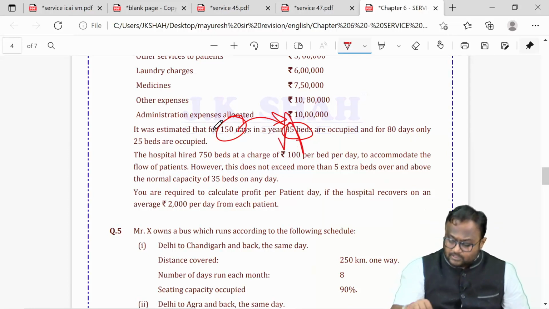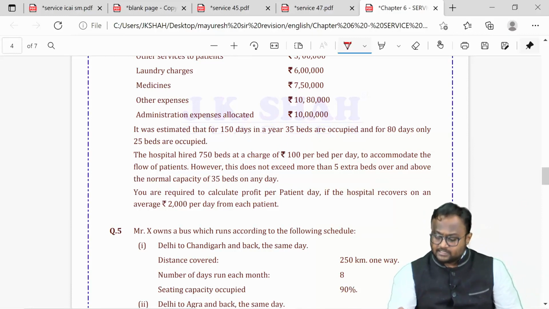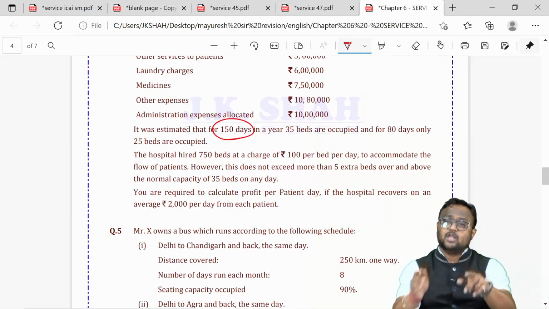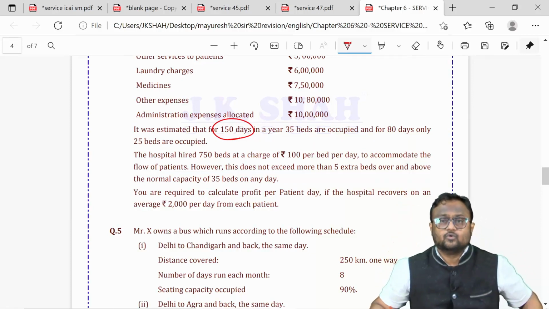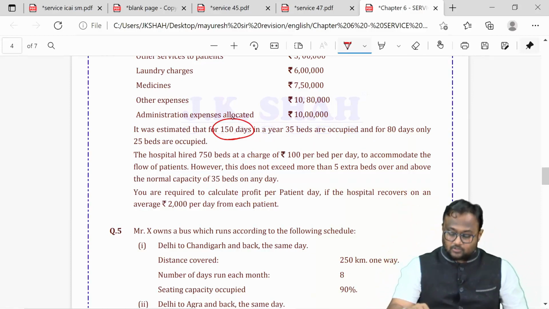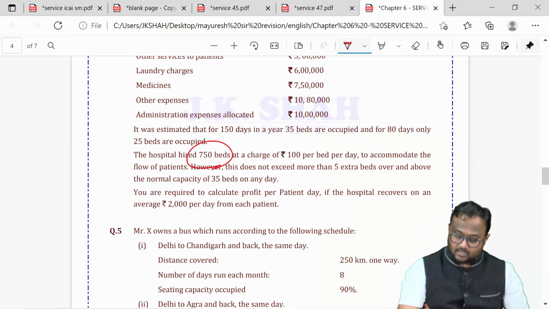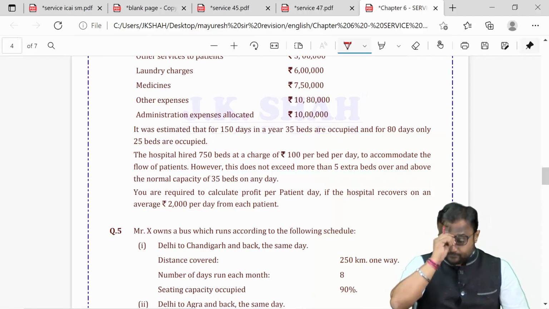My second occupancy information is of 25 beds for 80 days. So, I don't need extra beds on those 80 days. I may need extra beds only on 150 days, because only on 150 days the capacity has reached the maximum level. So, each day I can accommodate 5 beds. For 150 days, maximum 750, that's what they have said. So, 750 was additional bed days which was also added to the calculation.